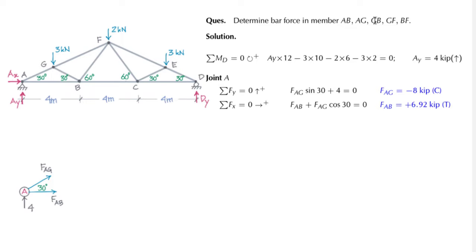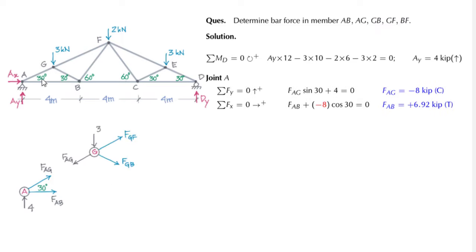Why? Because I have asked you to solve GB, GF and BF. Okay, so let's take the free body of G. This is the free body of G. This is FAZ. This is the external load 3. This is FGF and this is FGB.